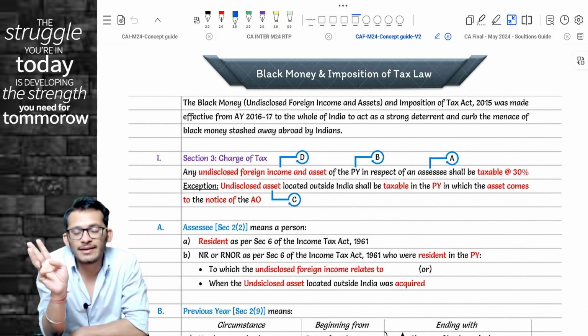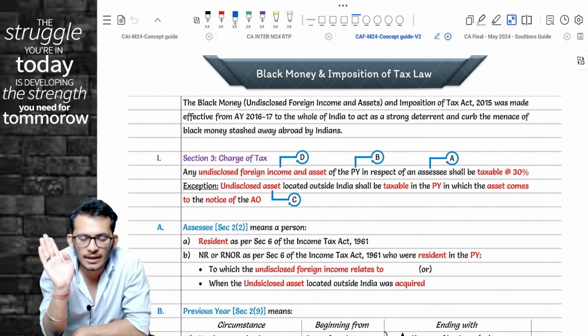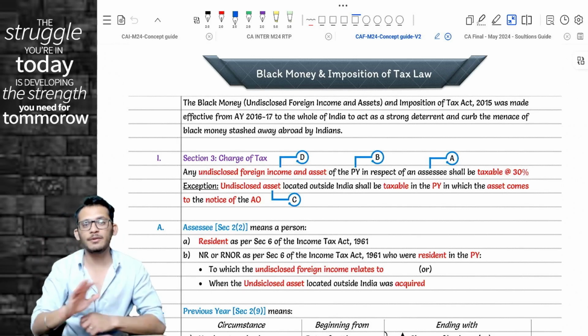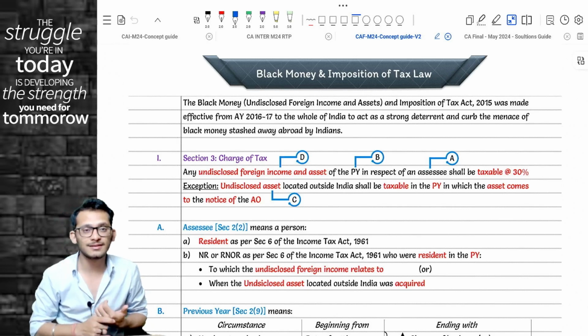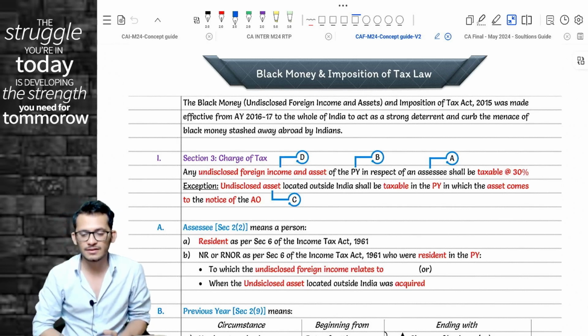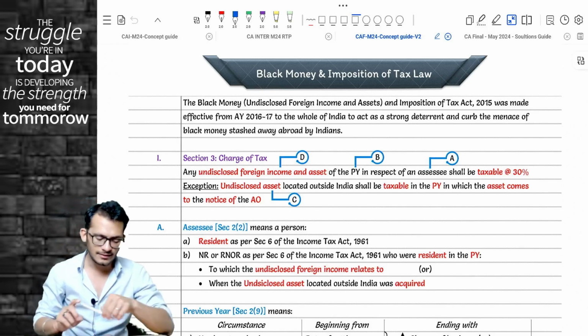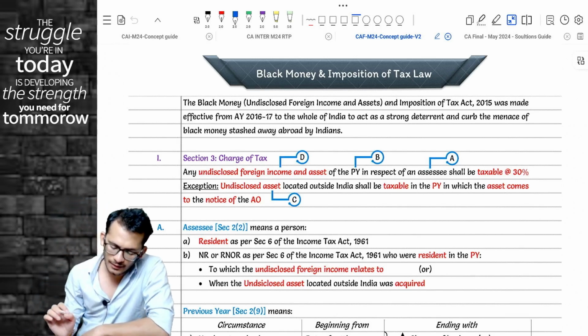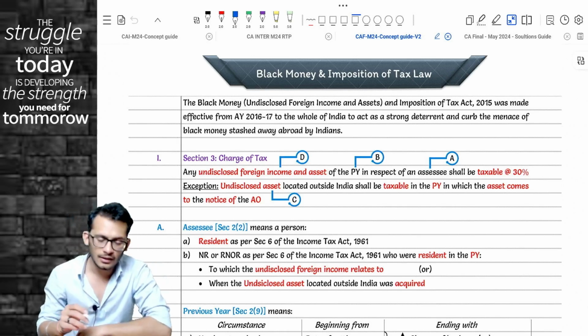I'll tell you 3 areas where you need to focus. If you focus on those 3 areas alone, you will get questions around it. Only that much to focus on, nothing beyond it. But before we get to those 3 areas, let's first discuss this chapter properly. Let's read the first line once again. It says the Black Money Undisclosed Foreign Income and Assets and Imposition of Tax Act 2015.